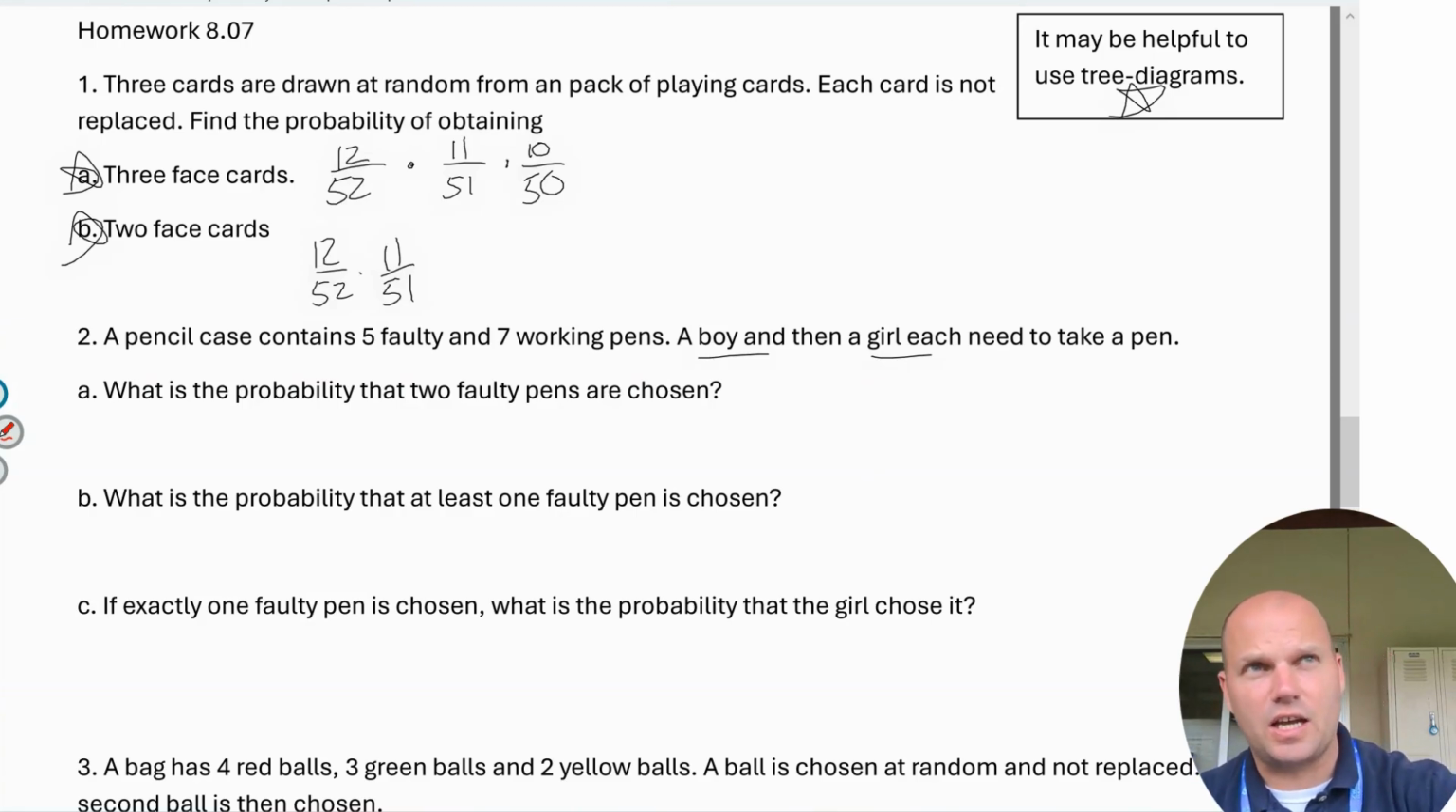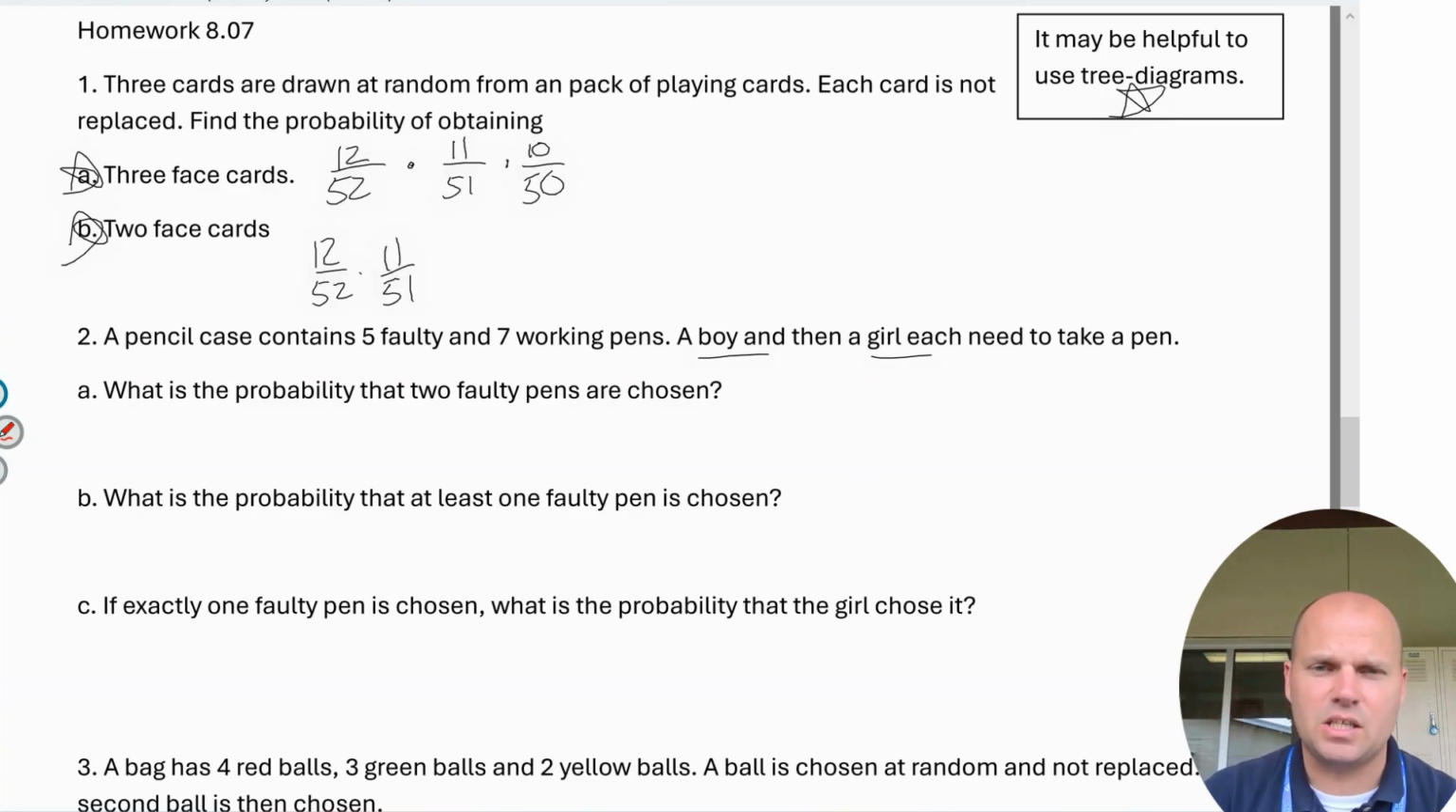If I'm rolling 6 dice, those are 6 independent probabilities. If I'm pulling pens out of a pen case, they are going to be dependent situations where the boy has a 5 out of 12 chance to pull a faulty pen. If the boy gets the faulty pen, then the girl has 4 faulty pens to choose from out of the 11 remaining. What's the probability that at least one faulty pen is chosen?